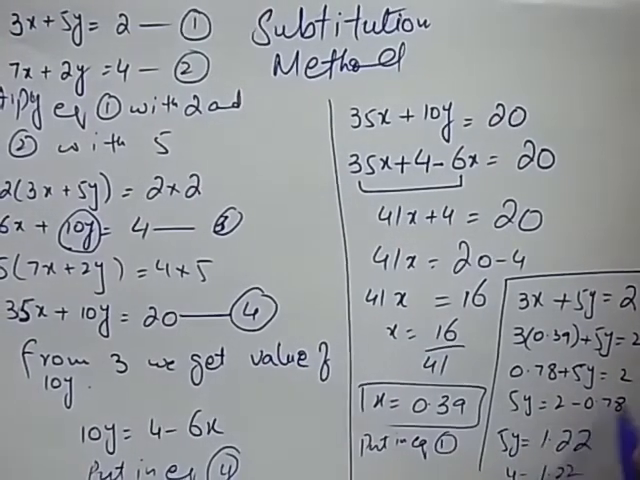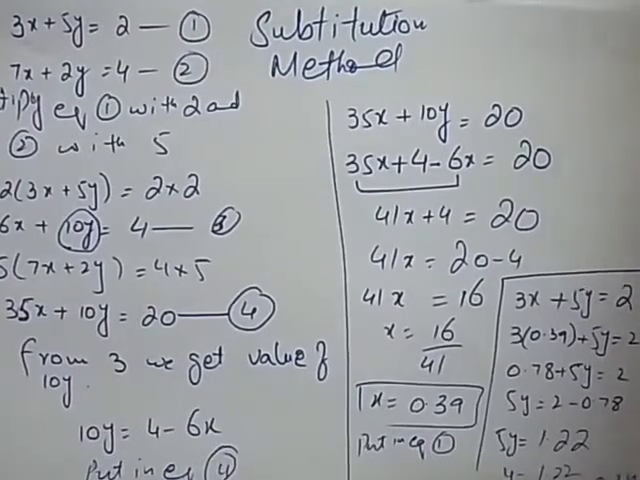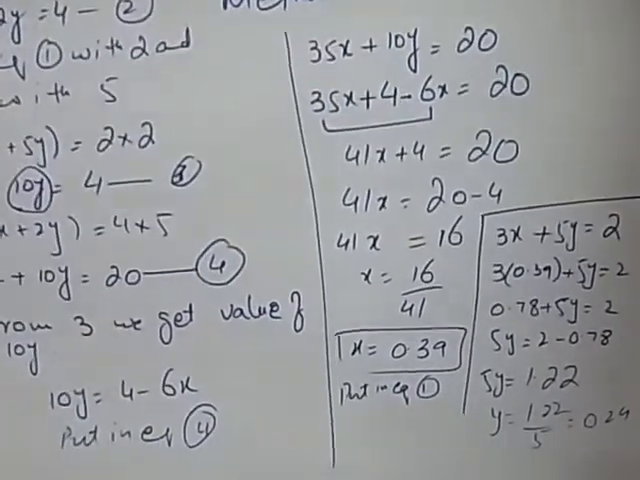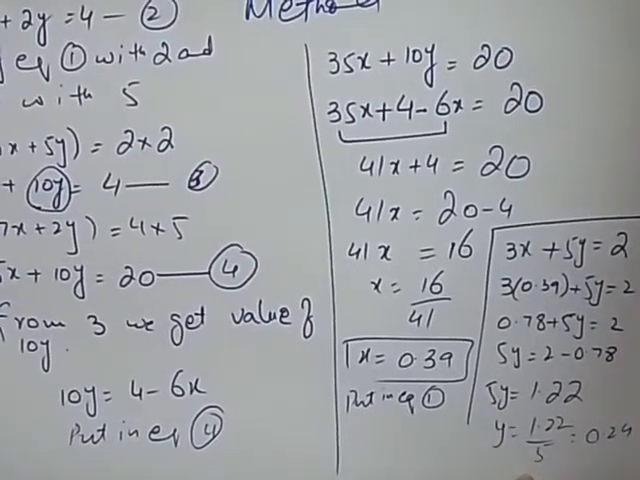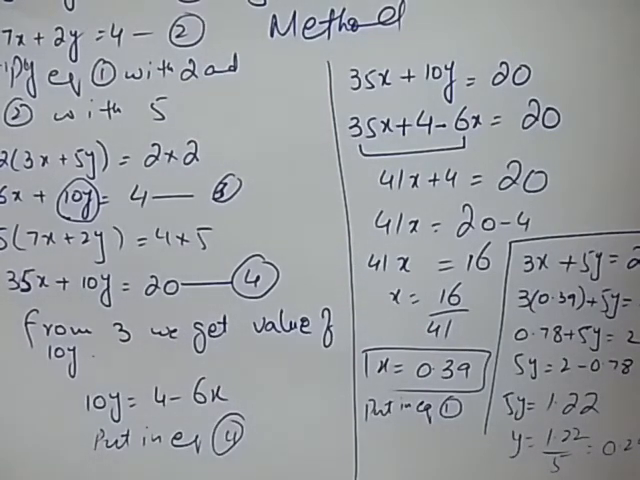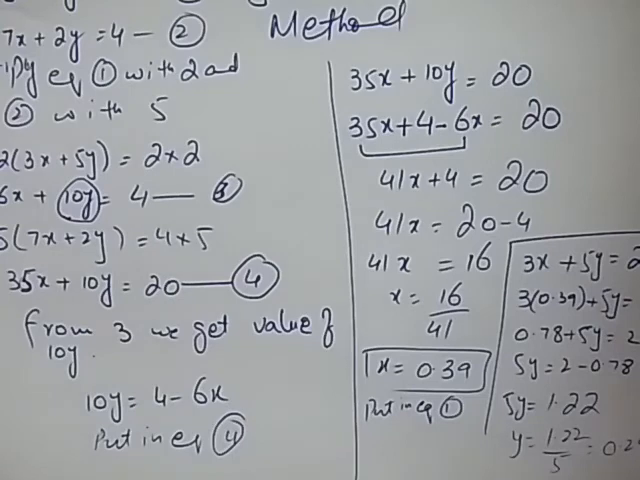If you want to divide it further, it's up to you. The answer is 0.24. You can see that by dividing by 5 over here, I got 0.24. So this is actually called the substitution method, when you replace one variable with another variable. Hopefully this is clear to you. This is the end of the chapter, and the substitution method was the last lecture of this chapter. Allah Hafiz.